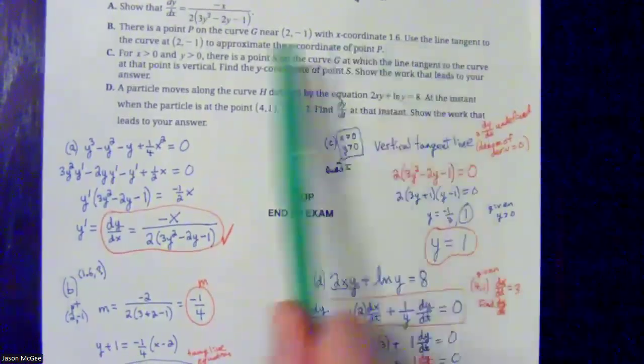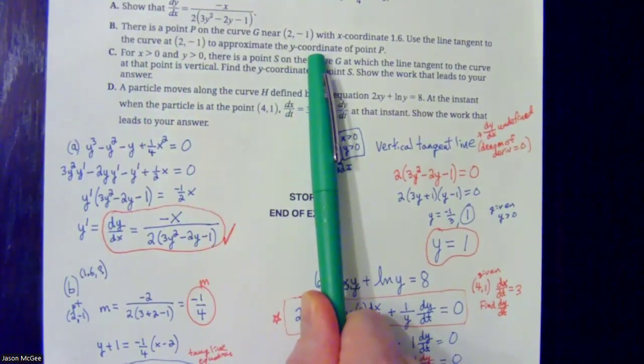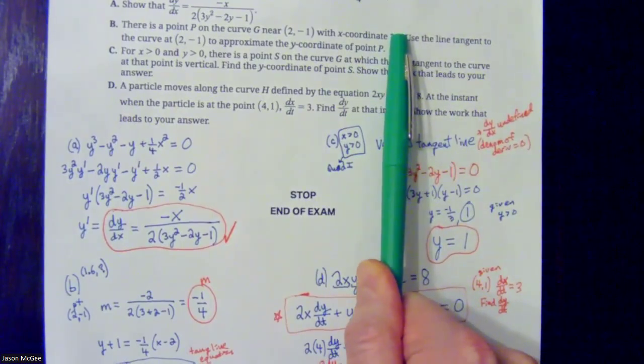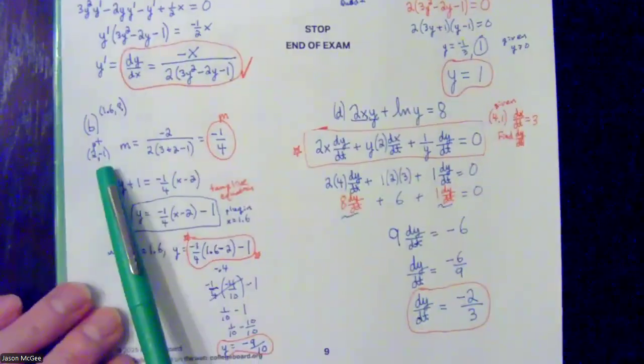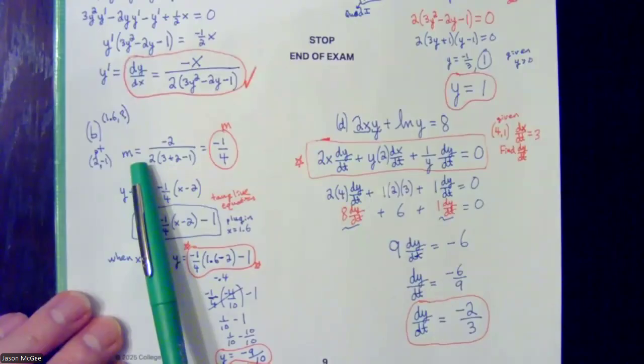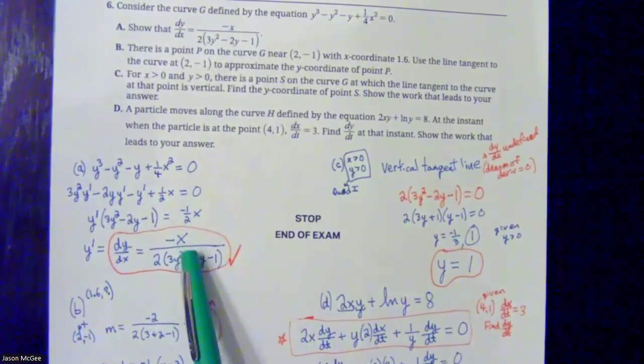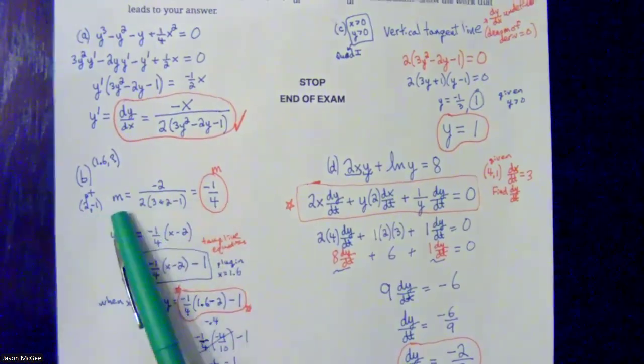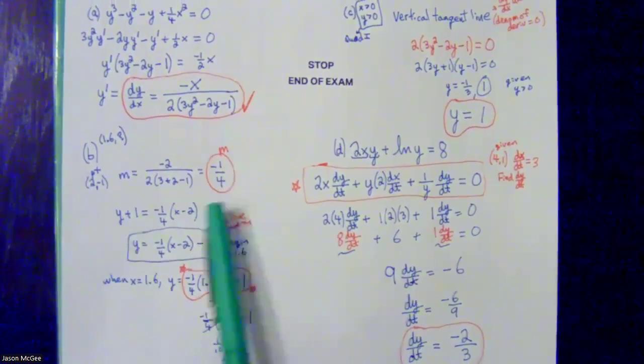All right, so then it gives us a point, and it gives us an x-coordinate of 1.6, and we're supposed to use the tangent line to the curve to approximate the y-coordinate. So you're going to find the equation of the tangent line, plug in 1.6. That's what we're going to do. If you have the point, you know how to get the slope of the tangent line: you plug it into this derivative. So plug in the 2 for the x, plug in the -1 for the y, and you're going to get the slope of the tangent line is -1/4.